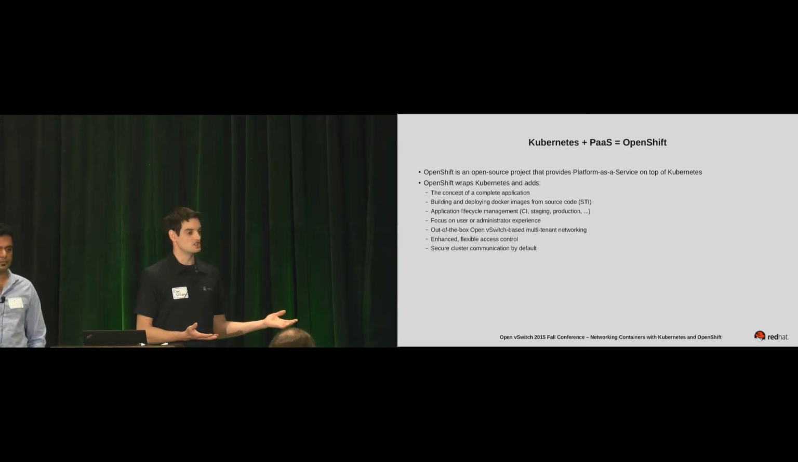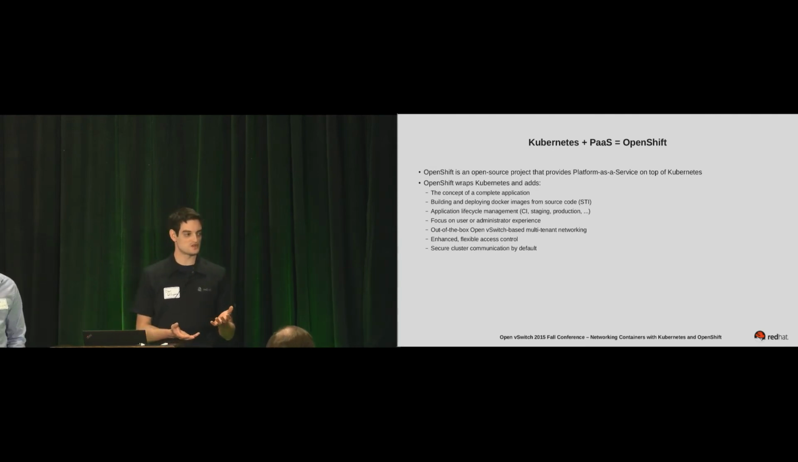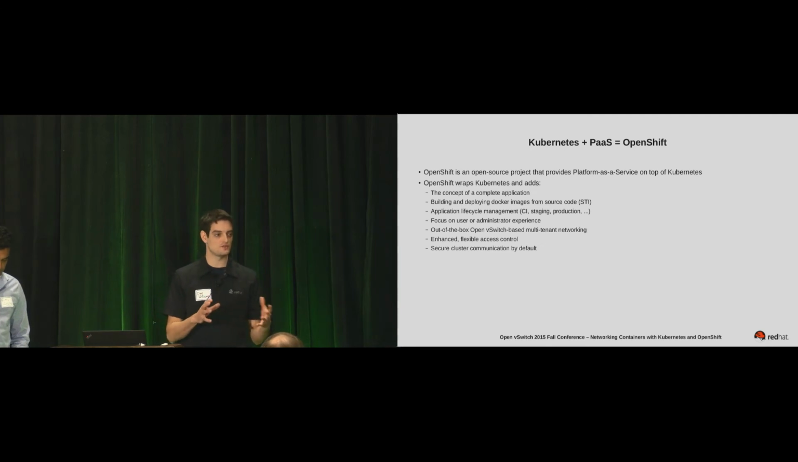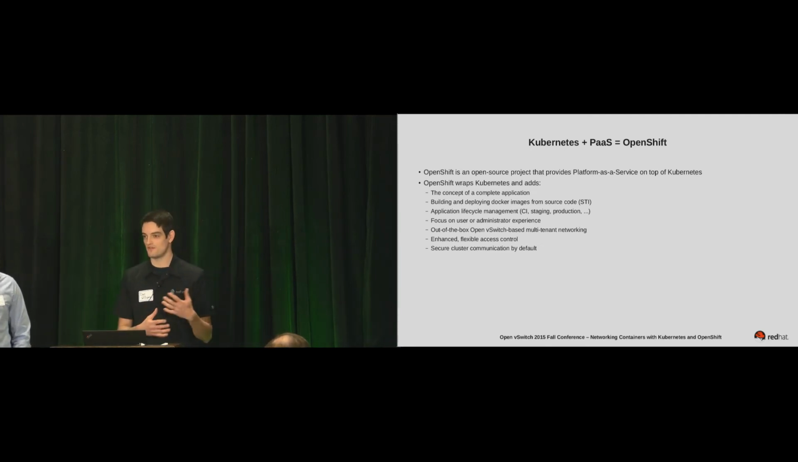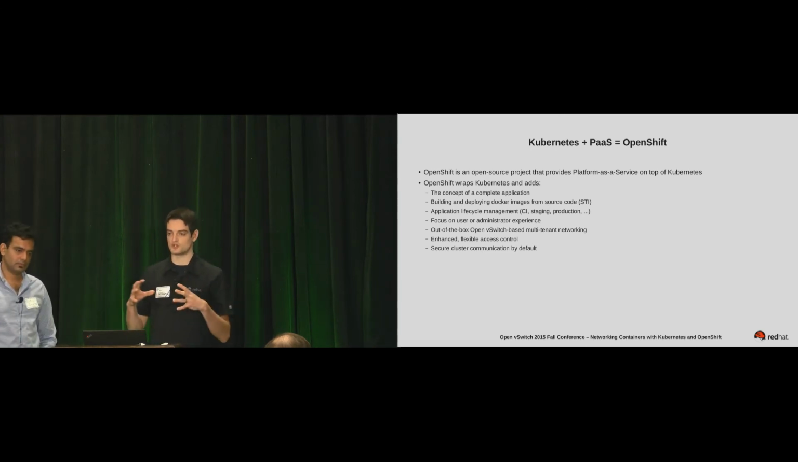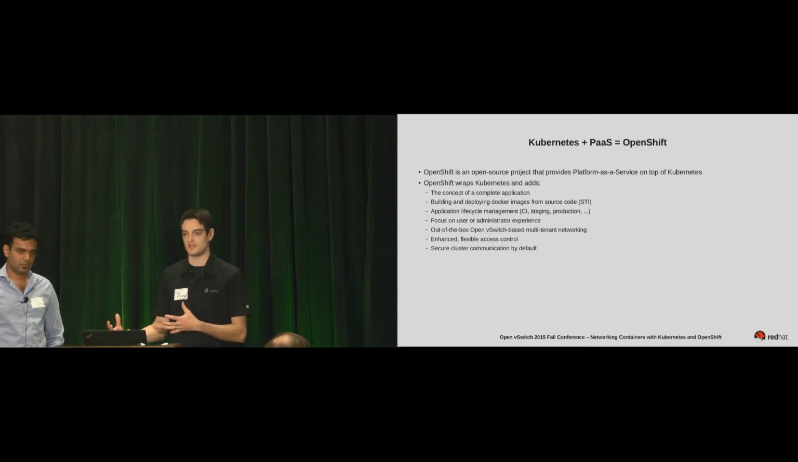So that brings us to OpenShift. What exactly is OpenShift? Well, OpenShift is a platform as a service project that basically wraps Kubernetes and provides a lot of things that Kubernetes doesn't yet provide. Some of those things are the concept of a complete application. These days, applications are made up of a number of different pods or a number of different services. You might have a database, a web server, some other compute stuff. Those all need to interact together and ideally be started together and live together.